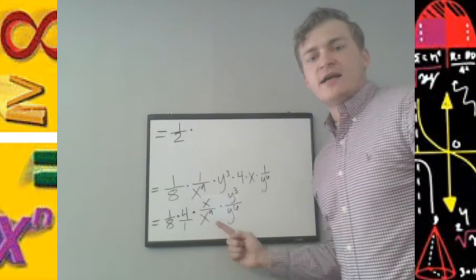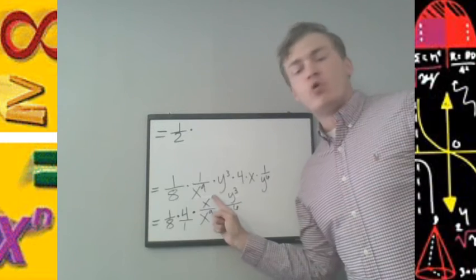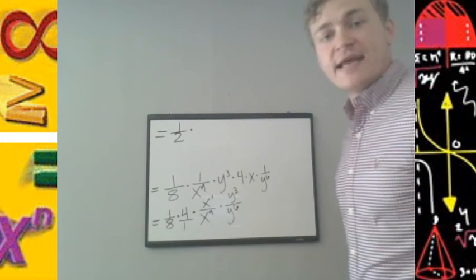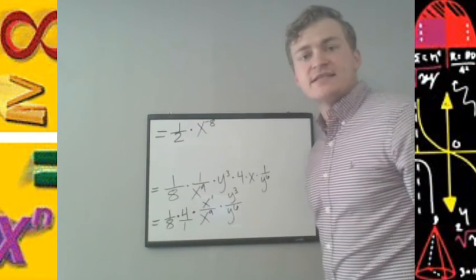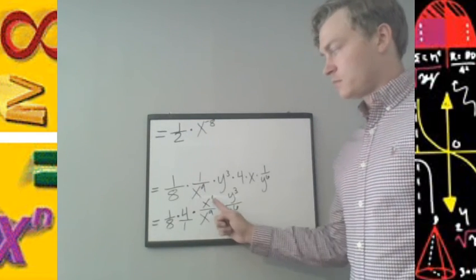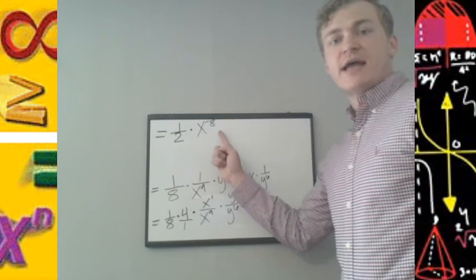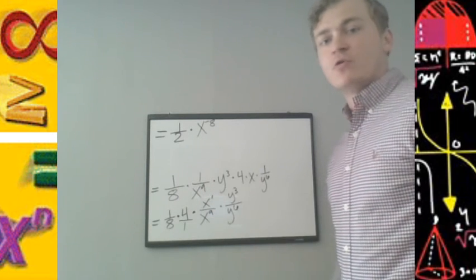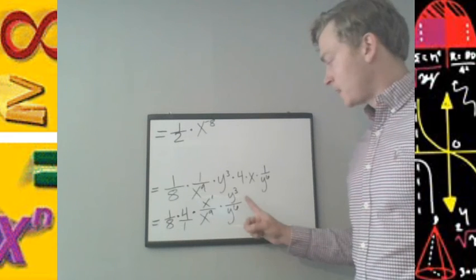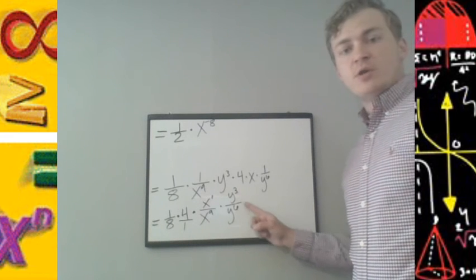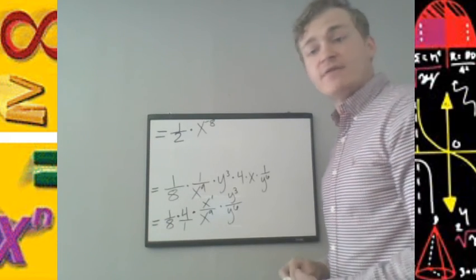X over x to the 9th. Well, again, x is understood to have a power of 1. 1 minus 9 is -8. X to the -8 power. 1 factor of x divided by 9, you're going to have -8 factors, or we're going to be left with the division of 8 factors of x. Y cubed divided by y to the 6th. 3 minus 6 is -3.